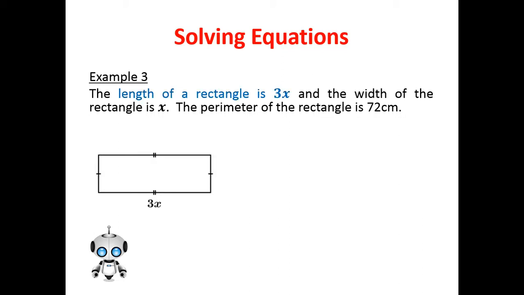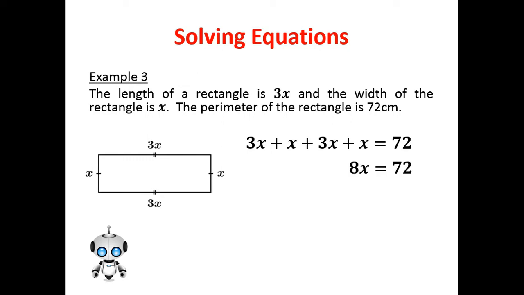The length is 3x, the width is x, so we also know that the top side is 3x and the left side is x. Now the perimeter is the total distance around the outside. So I'm going to add up 3x plus 3x plus another x and put that equal to 72. 3x plus x plus 3x plus x makes 8x, so 8x is equal to 72.